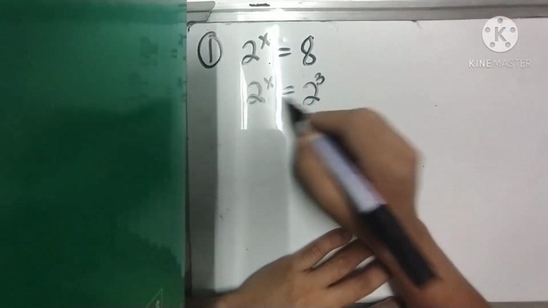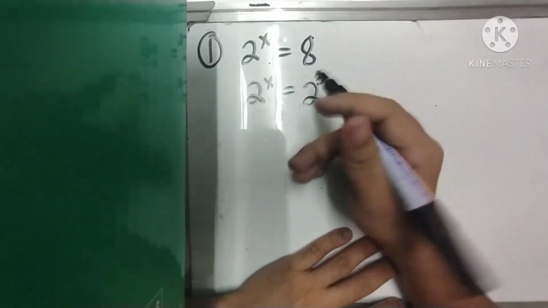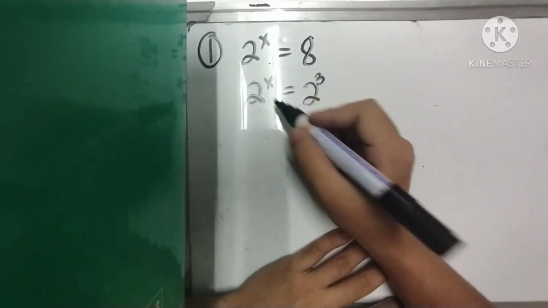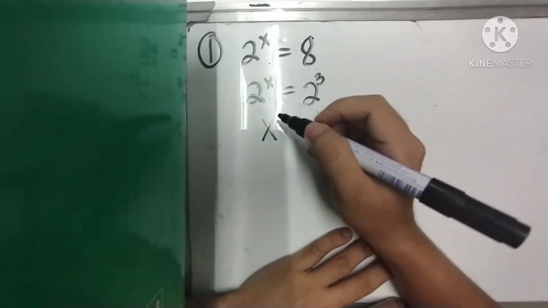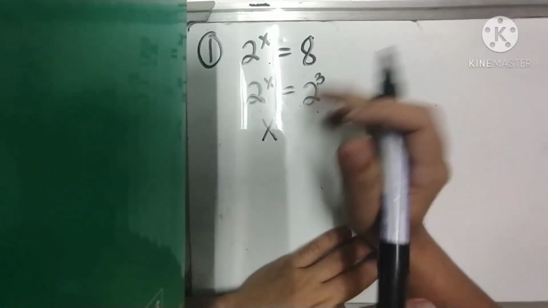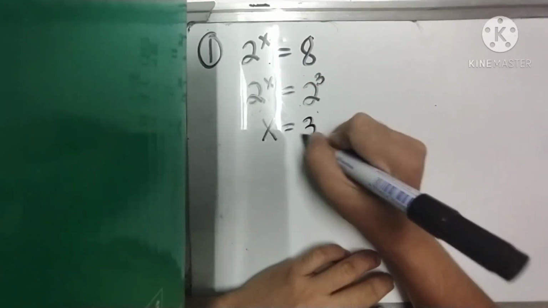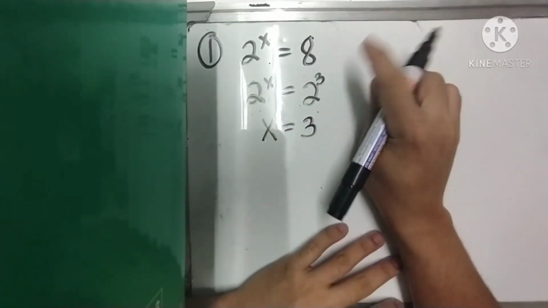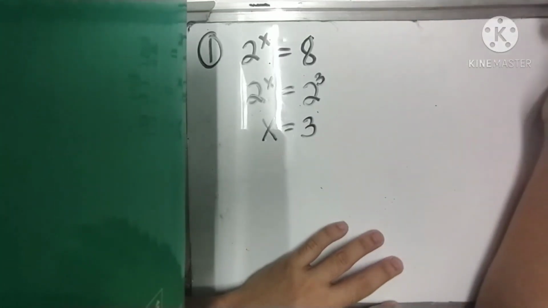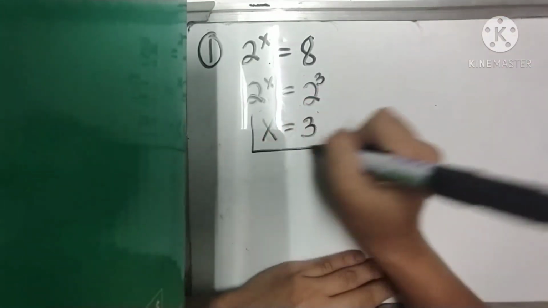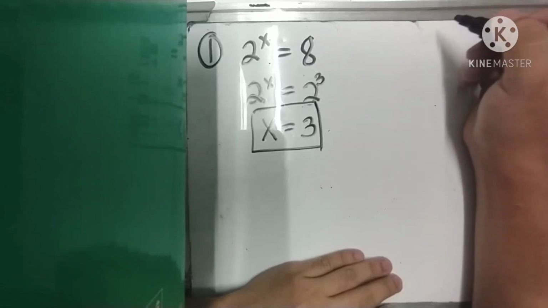So, since pareha naman sila og base, itong buhaton sunod is bring down their exponent. So, we have x as the exponent of the expression on the left side and positive 3 as the exponent of the expression on the right side. So, therefore, x is equal to positive 3.